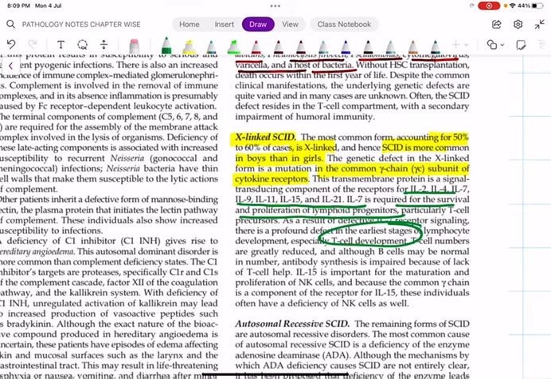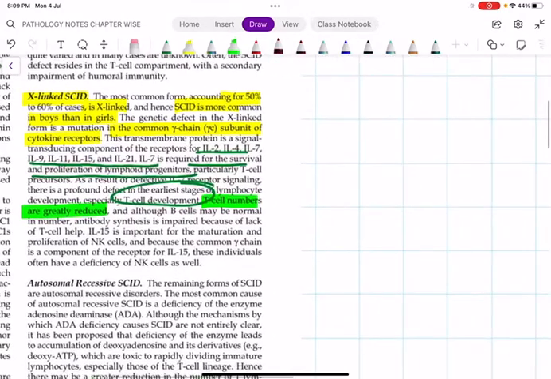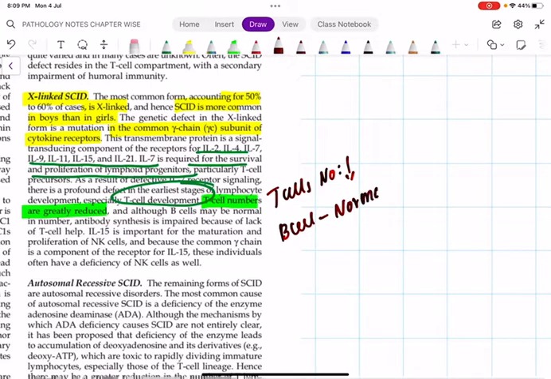Actually, this is a very, very important point. Only T cell development is affected. That means the T cell numbers are greatly reduced, and the B cell numbers remain normal. T cell number is reduced, whereas B cell is normal. But still we are saying that the humoral immune response is affected.